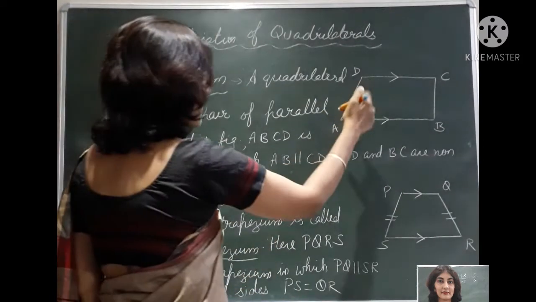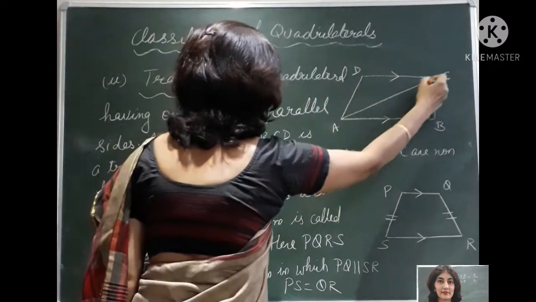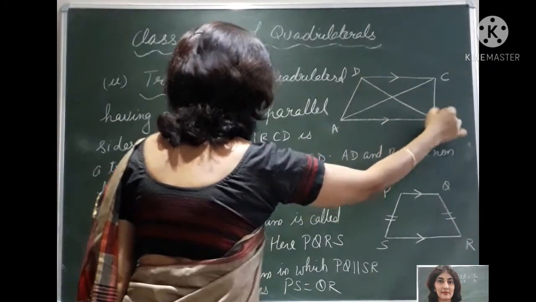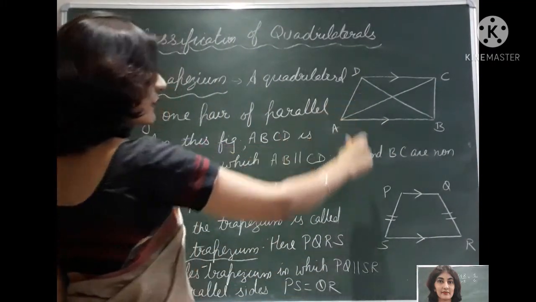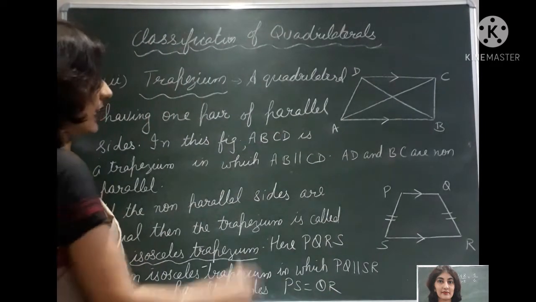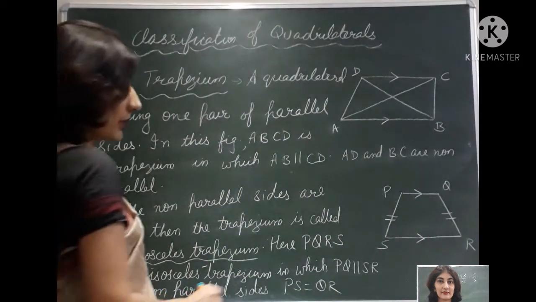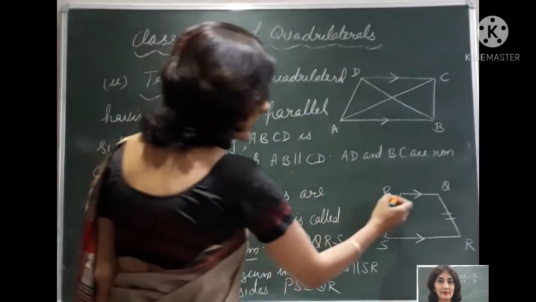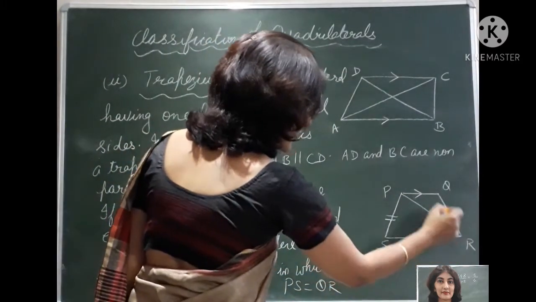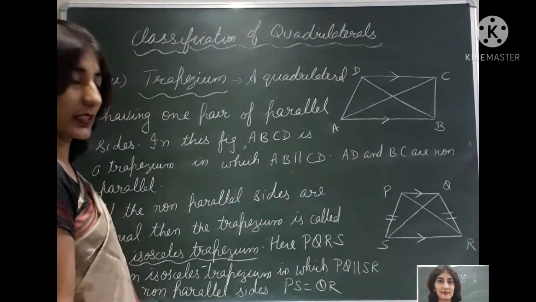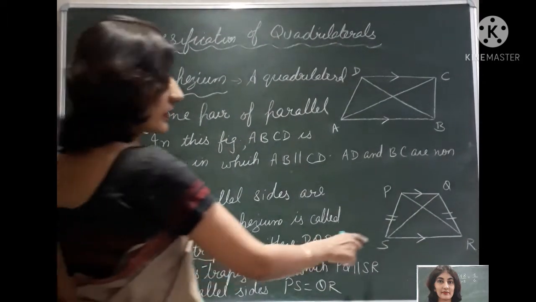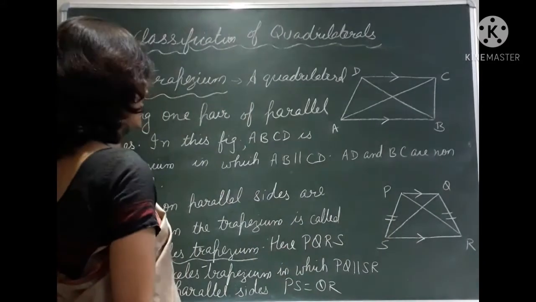Now you see this trapezium. Here if I draw the diagonals, you can see the diagonals are unequal. So one more point you can write for trapezium, that the diagonals are unequal in trapezium. But what about this case? If I draw the diagonals here, this is one diagonal and this is another diagonal. Here the diagonals will be equal. So in isosceles trapezium, the diagonals are equal.